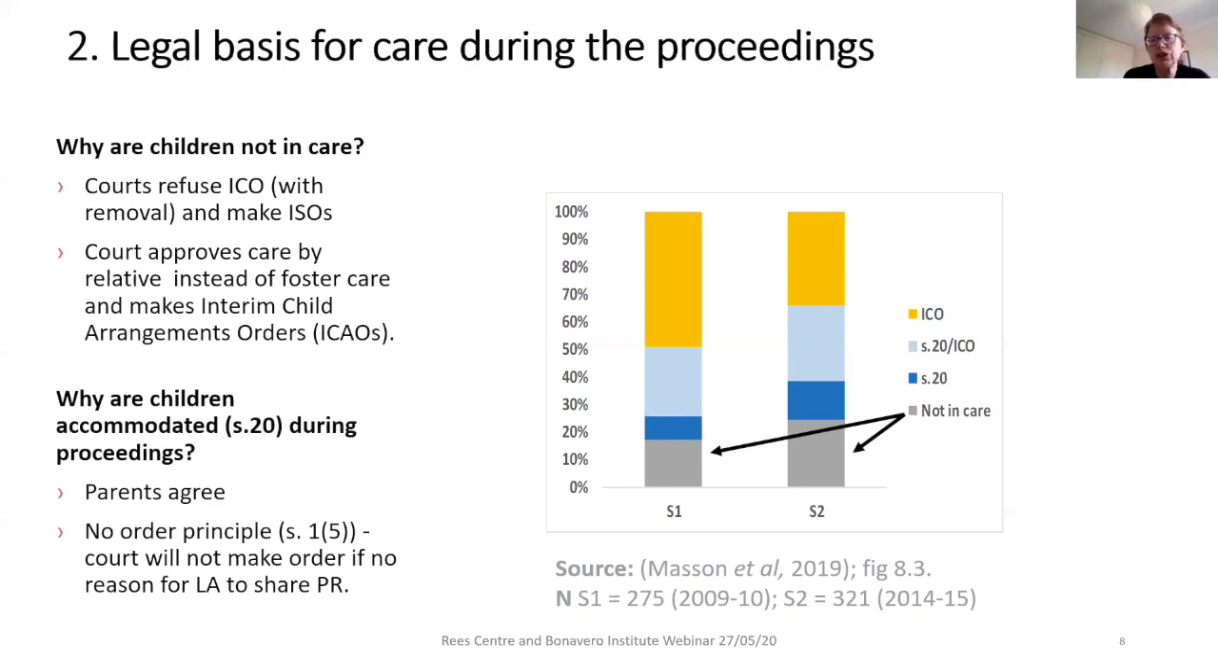The pale blue children entered under Section 20, but then an ICO was granted, and the yellow group entered purely by an ICO. So we see then the breakdown, which is not visible in the DfE data, of what happens, children moving through the system, if you like, changing their legal status at a particular point in time during the course of the proceedings.